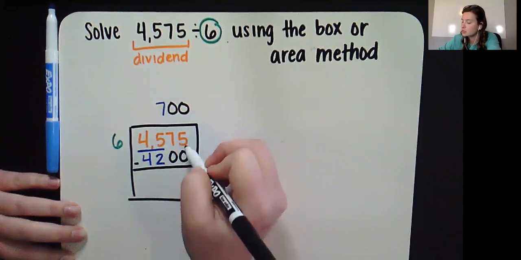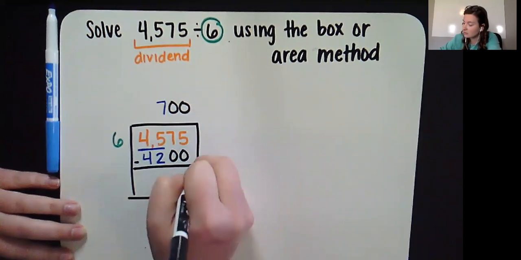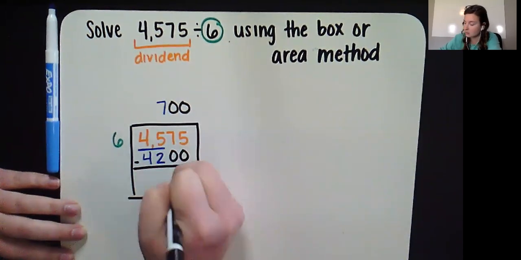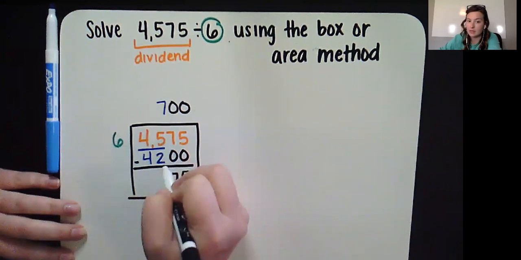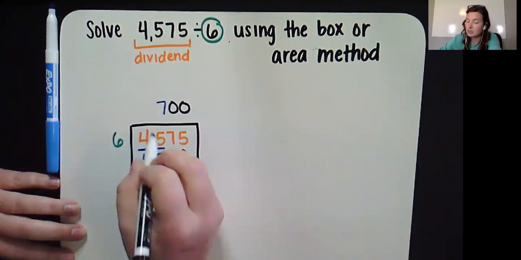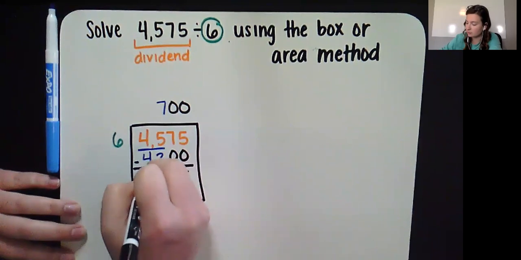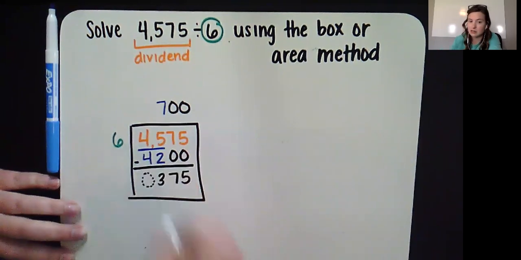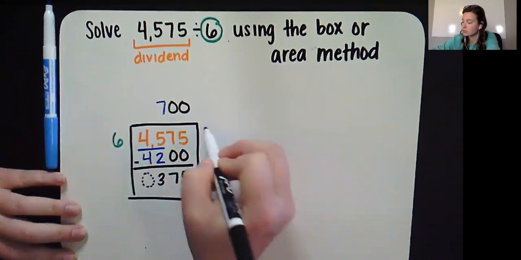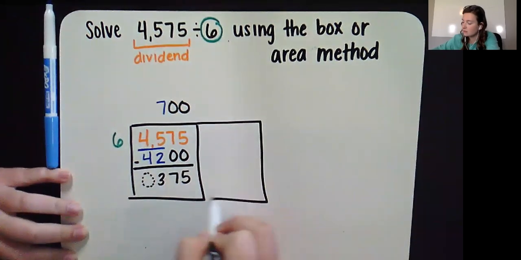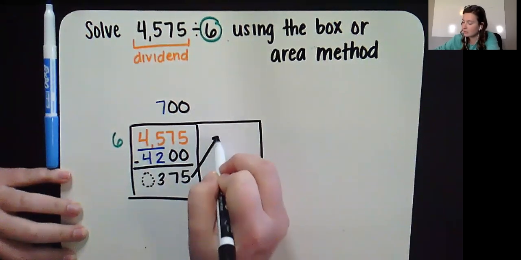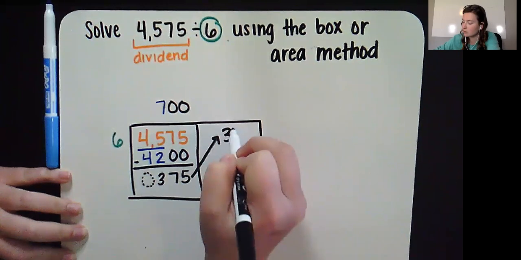Now I'm ready to subtract. 5 minus 0 is 5. 7 minus 0 is 7. 5 minus 2 is 3. Then 4 minus 4 is 0. We don't actually need that 0, but I'm going to put it there just so you know it still exists. Now, I'm going to move this guy up top and get ready to solve this problem.